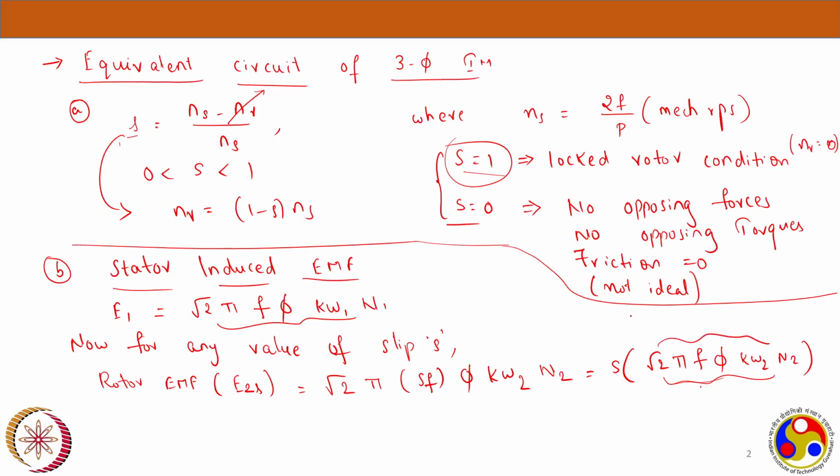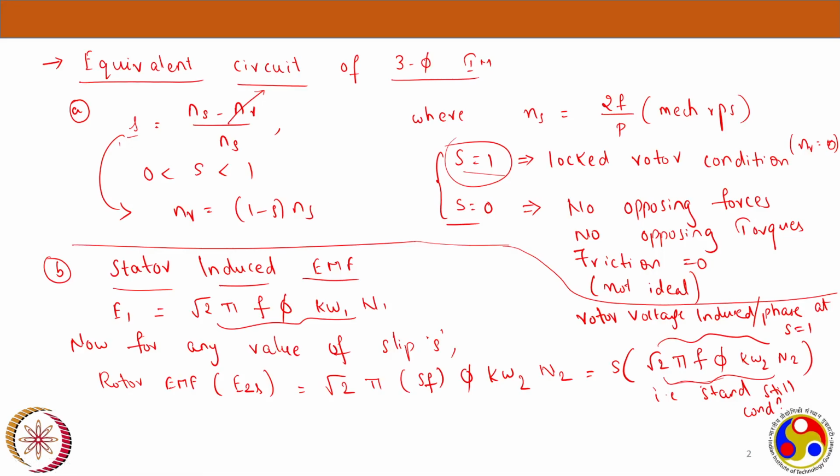This thing is voltage induced per phase at S equals to 1. Rotor voltage induced per phase at S equals to 1, that is standstill condition. Okay.